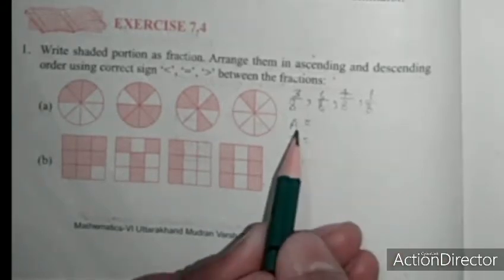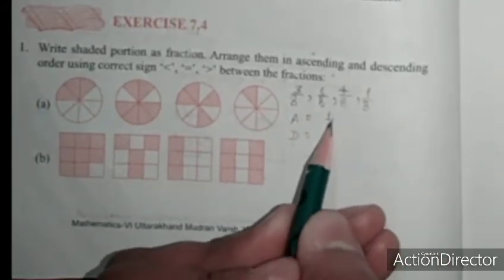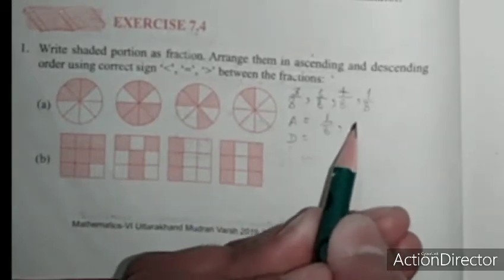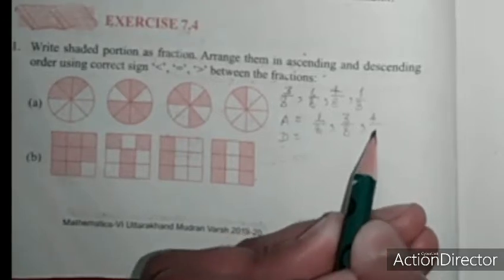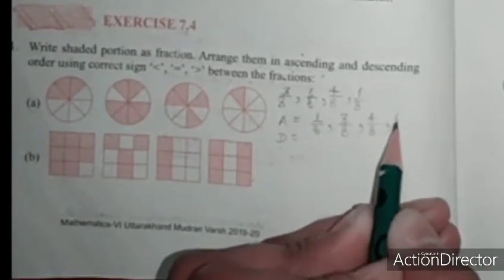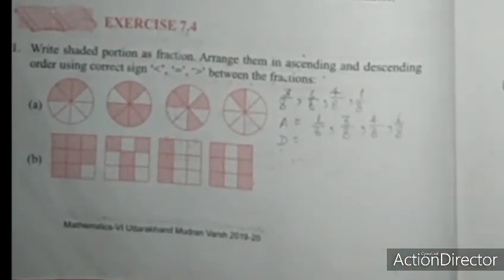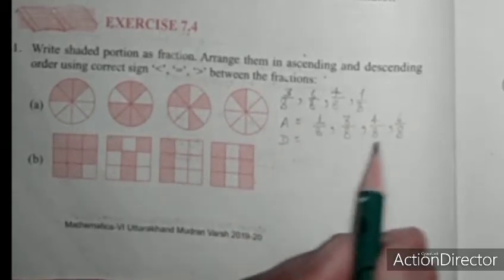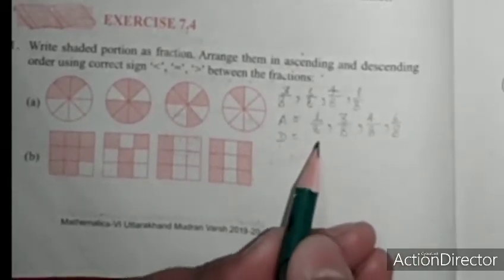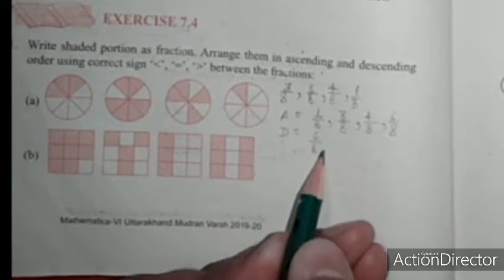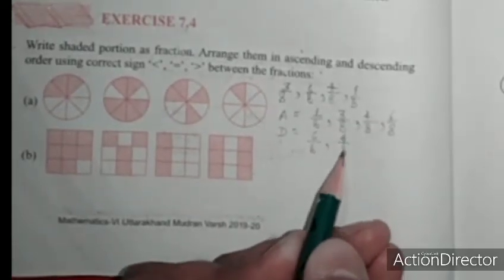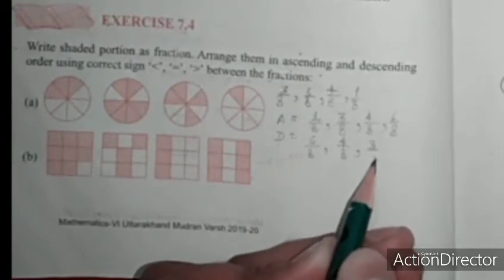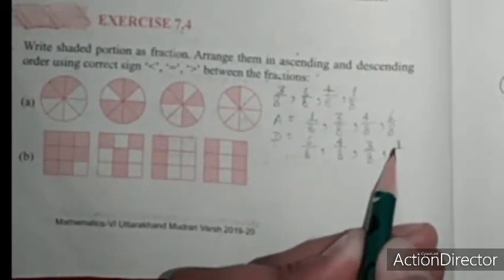8. So if we write all these fractions in ascending order, first we write 1 upon 8, comma 3 upon 8, comma 4 upon 8, comma 6 upon 8. Right? Now in descending order, we write the greater fraction first, 6 upon 8, then 4 upon 8, then 3 upon 8 and then 1 upon 8.